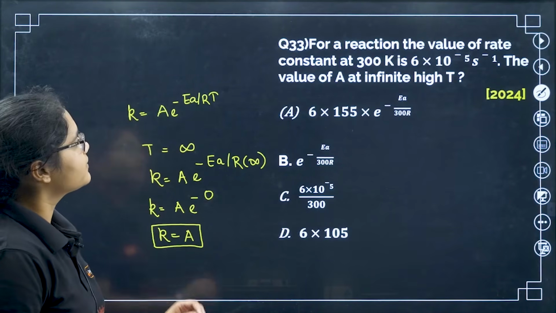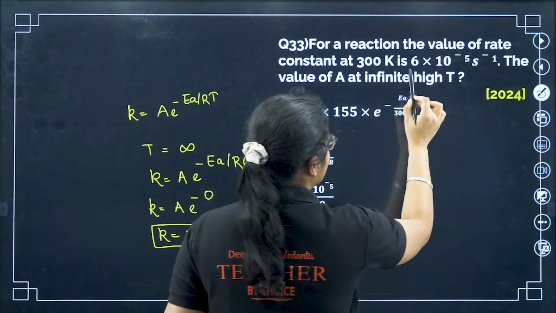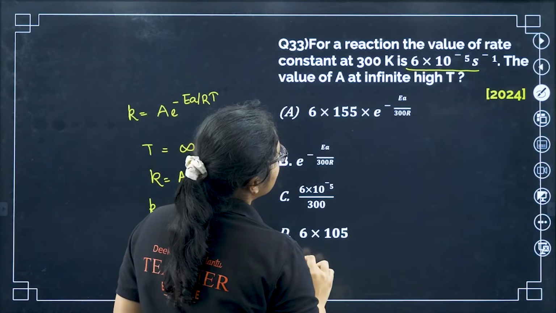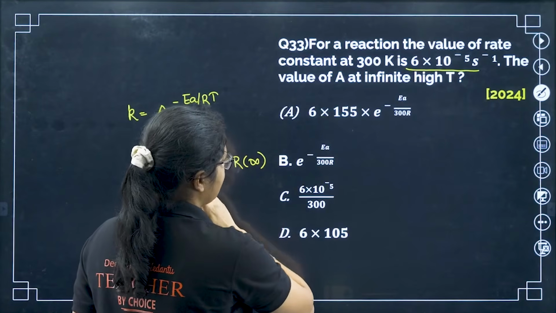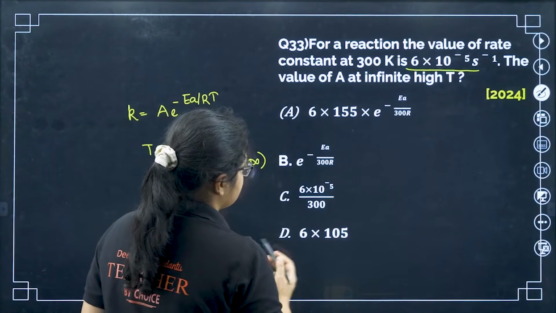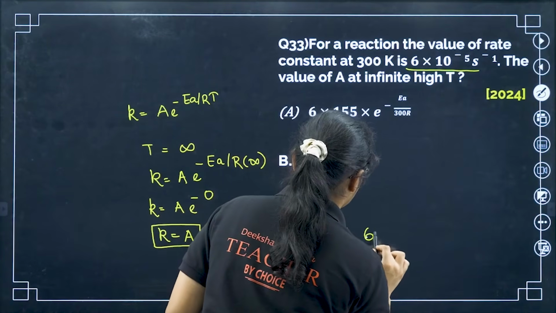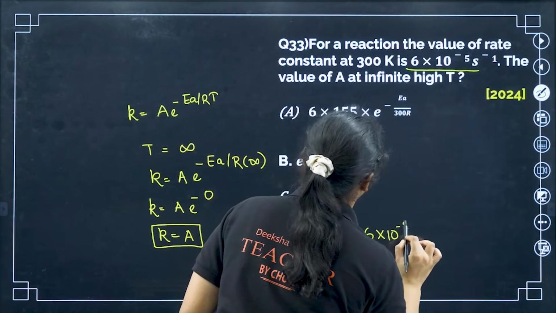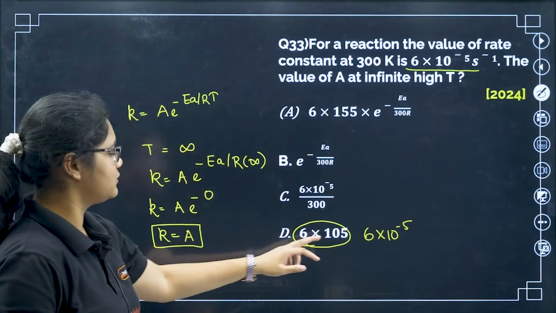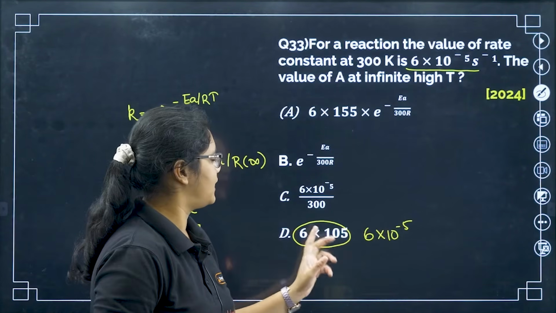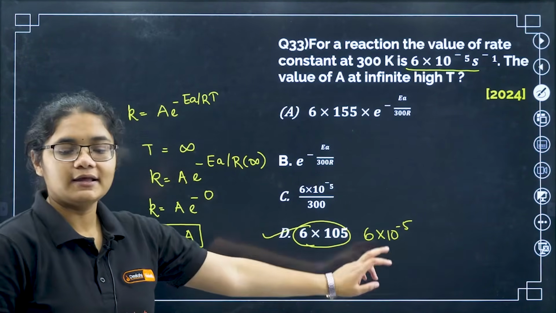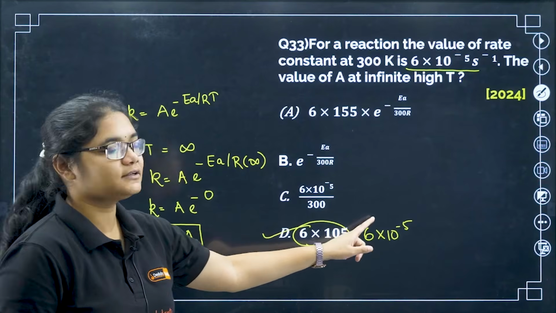So K equal to A is 6 into 10 to the power of minus 5. So the value of A will be equal to 6 into 10 to the power of minus 5. I think this option is slightly changed, so I'll check the option, but the answer will be 6 into 10 to the power of minus 5. I think there's some error in this typing. So that is option number D most probably. I think there's a minus left here, but the answer will be this one.